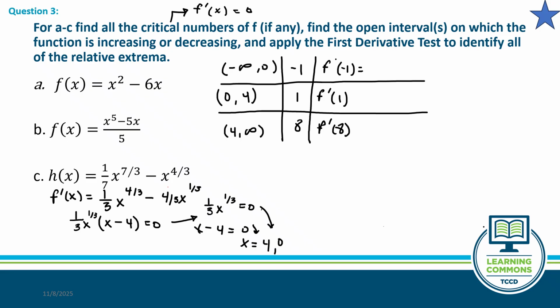So for this one, if I plug -1 into my derived equation down here, why did I not write that down? That'd be really helpful.